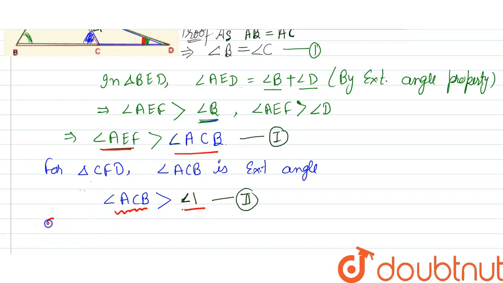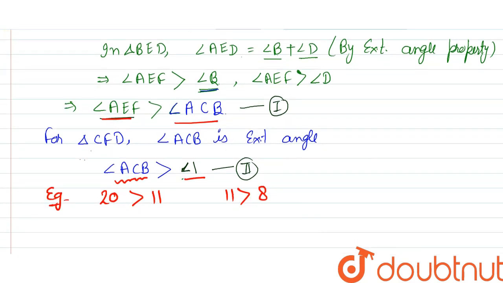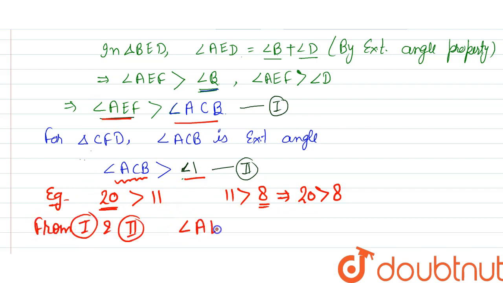You can understand this by a numerical example also. If we say 20 is greater than 11 and further 11 is greater than 8, what can we conclude from these two inequalities? For sure 20 will be greater than 8. 20 is greater than this number and it is further greater than this one. So let's apply the same logic here. By these two inequalities, we can conclude that angle AEF is greater than angle 1.